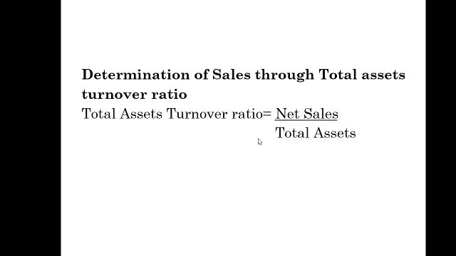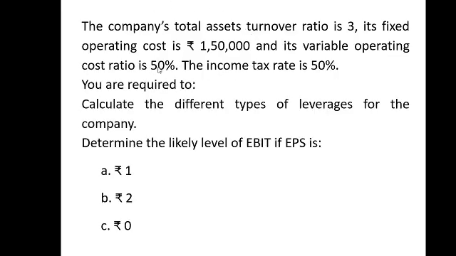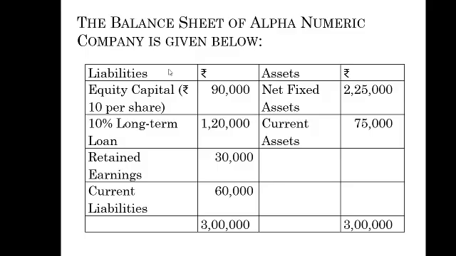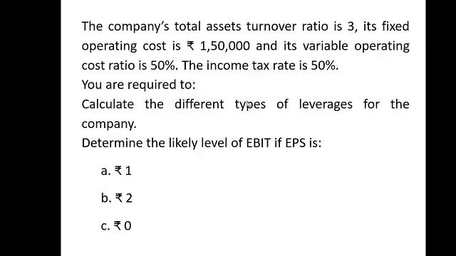And once you get sales, variable cost is given 50%, fixed cost is given 1,50,000. So you will get contribution and EBIT. Next, interest to be paid at 10% here. So 12,000 you need to subtract, and after that the tax, EBT you will get and EAT you will get. And once you get the values of contribution, EBT and EBIT and all, then definitely we can calculate the leverages.